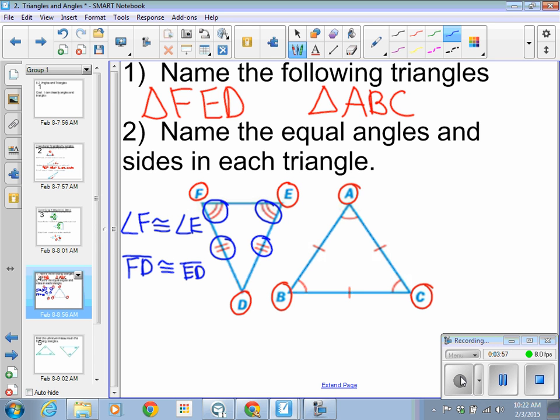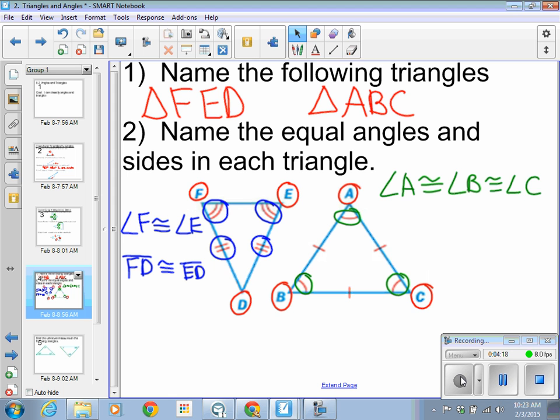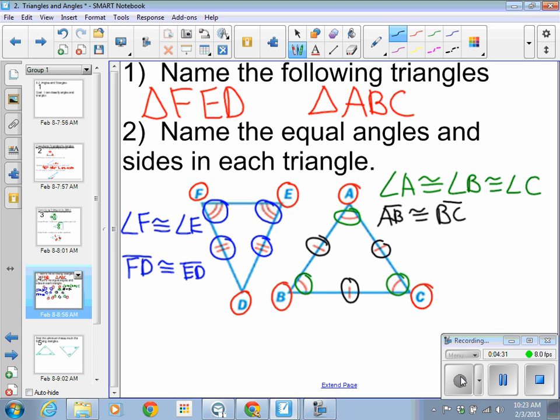Now we look at triangle ABC, and we notice that we have all angles the exact same. So we can write a nice long statement. Angle A is congruent to angle B, which is congruent to angle C. And we have all of our side lengths with that same one tick mark. So another long statement, we'll say side AB is congruent to side BC, which is congruent to side CA.